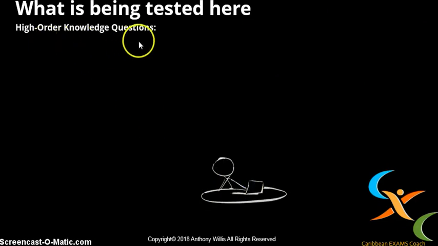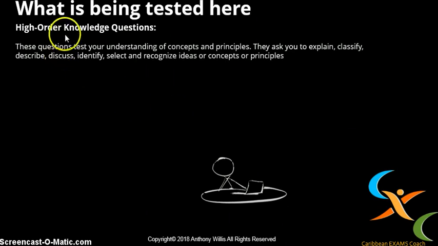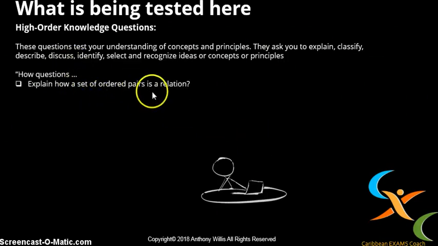Now, higher order knowledge questions that you need to generate on your own and ask yourself. Higher order questions test your understanding, whereas what is questions test your knowledge, your ability to recall definitions and so on. Higher order questions test your understanding of concepts and principles. They ask you to, for example, explain, classify, describe, discuss, identify, select, and recognize ideas or concepts or principles. Think of it. How questions. Explain how a set of ordered pairs is a relation. Can you do that? Pause the video and explain how a set of ordered pairs is a relation.